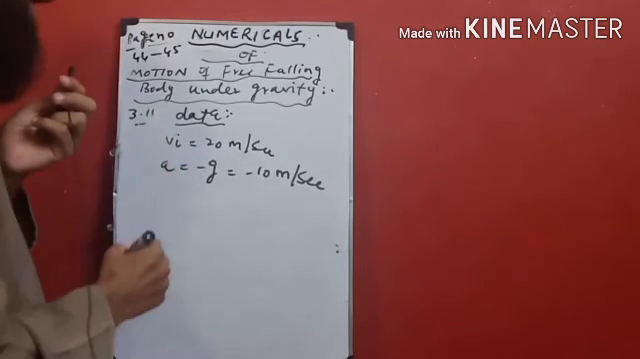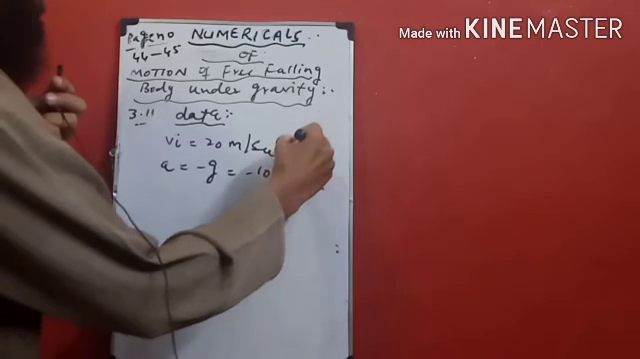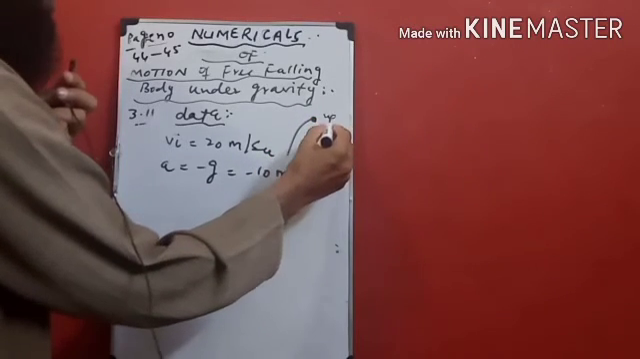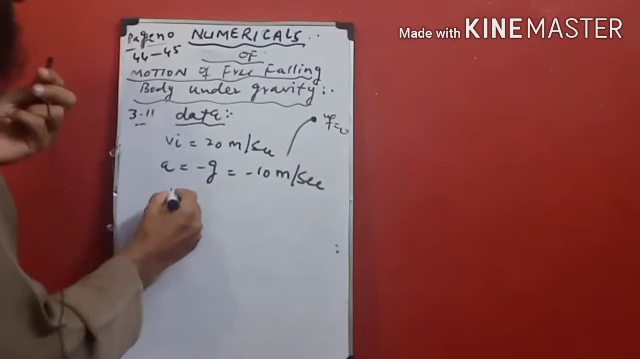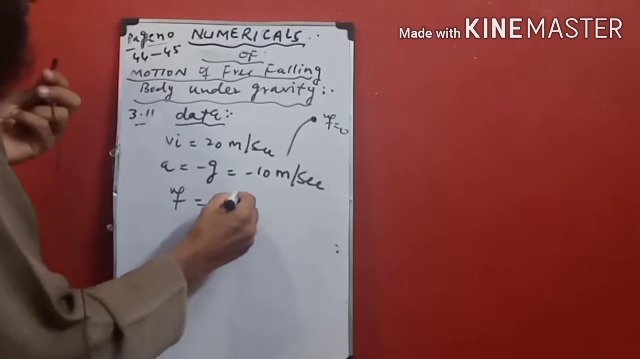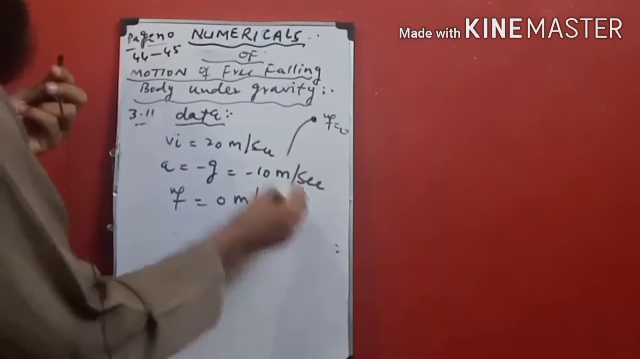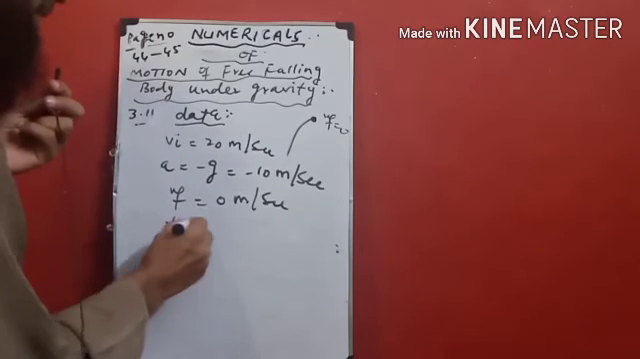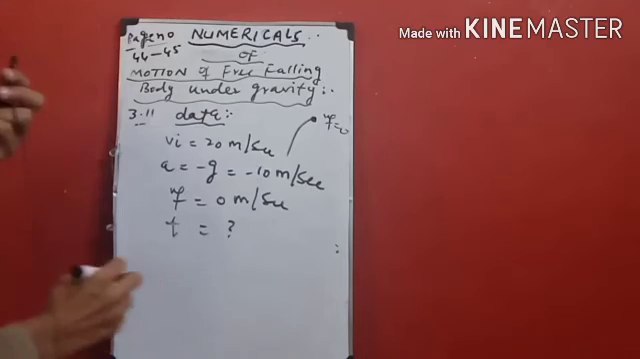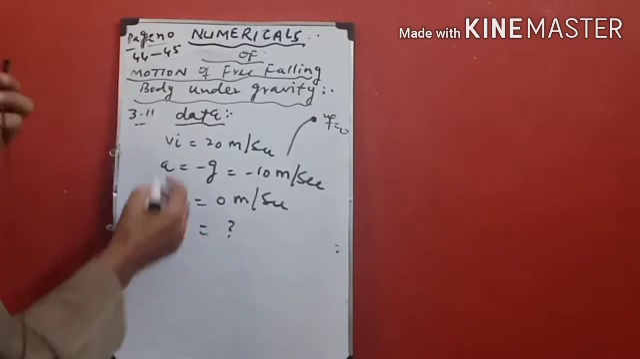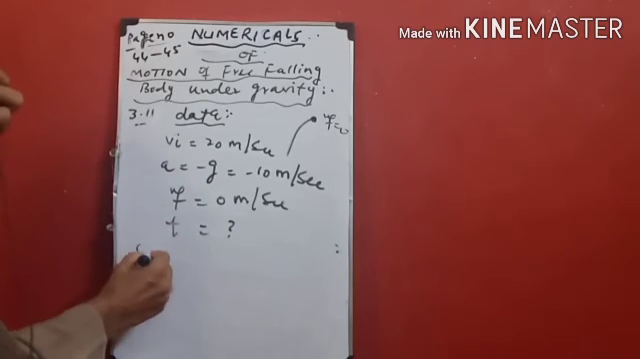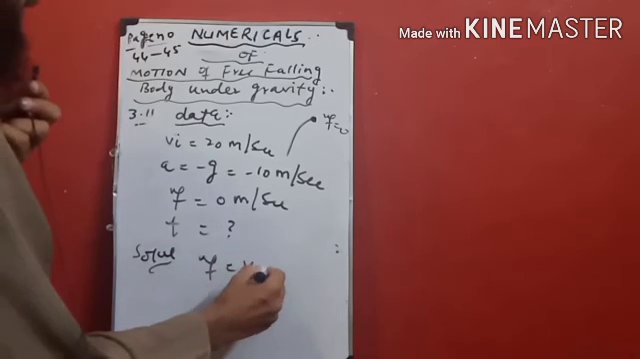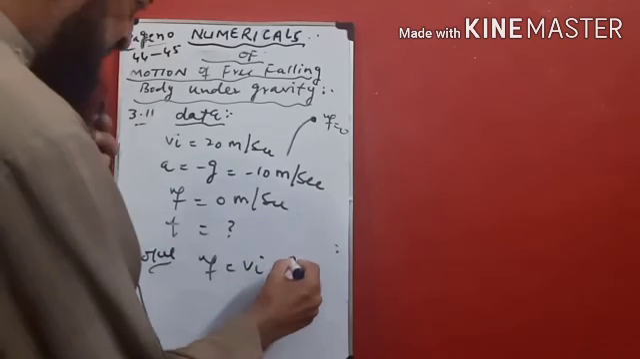And at the maximum height, when the body reaches it, the velocity becomes 0. Vf is equal to 0 meter per second. Now we find the time elapsed. That means we apply the formula over here. Vf is equal to Vi minus Gt.